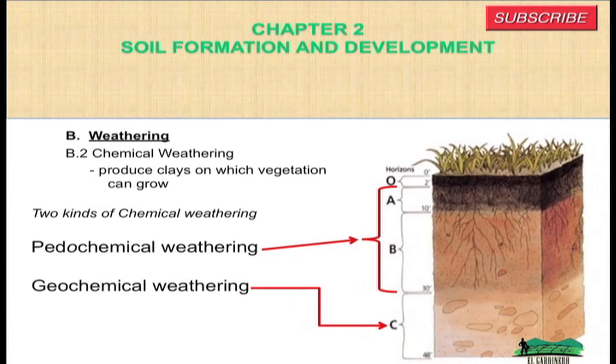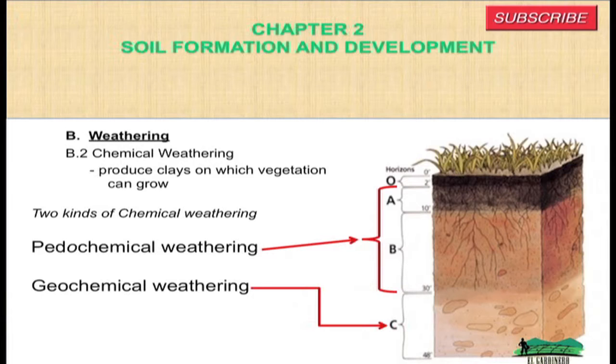Hi, El Gardinero here, and we will continue our discussion about weathering, and we are now on the chemical forces of weathering. Now, chemical weathering produces clays on which vegetation can grow. So we have two kinds of chemical weathering. The first one is the petrochemical weathering, and then the other one is the geochemical weathering.